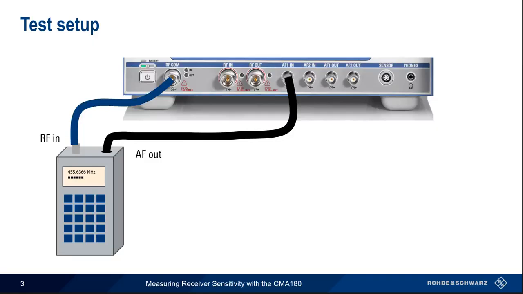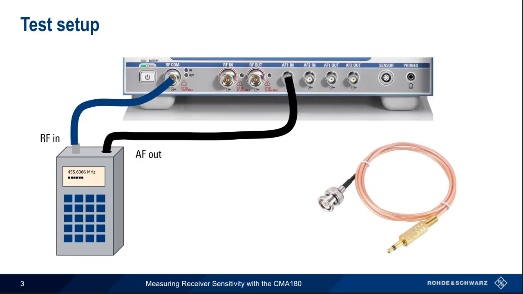The CMA180 audio frequency inputs are B and C connectors, so it's likely that a special cable or adapter will be needed to interface with the receiver's audio output, for example, a BNC to 3.5mm cable. Once the radio is connected, it should be tuned to the desired frequency, and audio output should be set approximately mid-range. Any squelch, automatic gain control, etc. should usually be disabled.